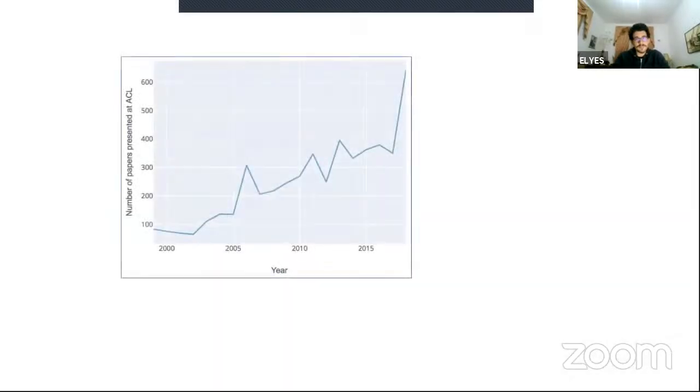Now, let's talk about these past years, because in the past 3 years, there has been an even bigger breakthrough in NLP, and this is where the real problem begins. As you can see, this is a graph of the number of papers presented at ACL, one of the top NLP conferences, between 2000 and 2020. And you can see that it's gradually increasing with a spike at the end.